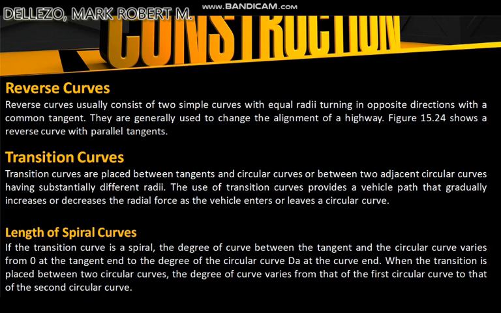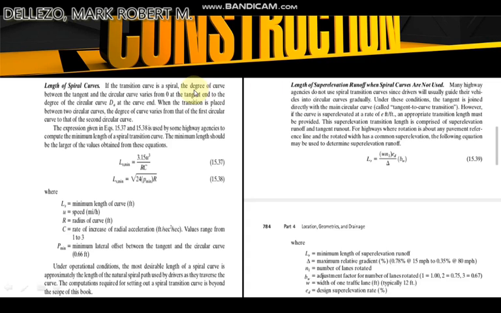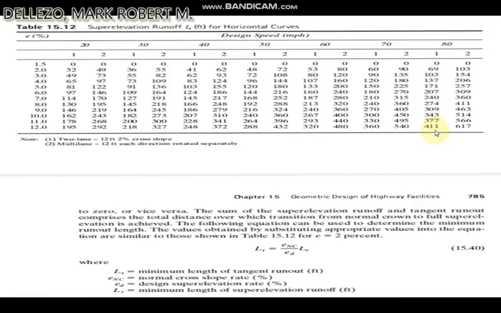The next, so this is the length of spiral curves and its equations, the two equations where and its meaning. So we go next. It's the table, the continuation.